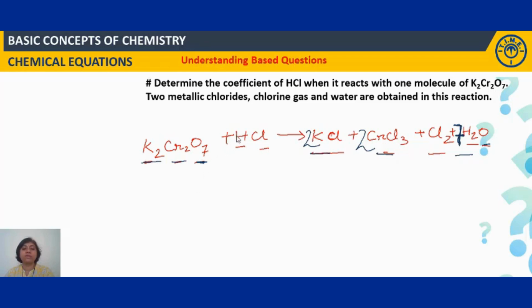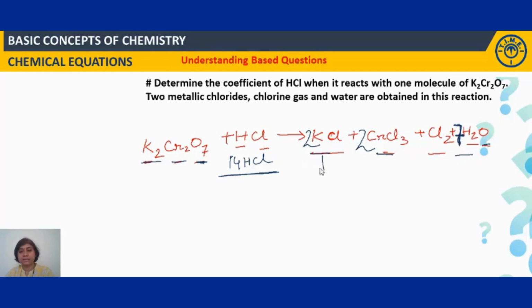So here we have to write, in place of HCl, 14 HCl, right? Now, potassium is balanced, chromium is balanced, hydrogen is balanced, and oxygen is also balanced. So which is not balanced? Only chlorine is not balanced. So let us balance chlorine now. On the left hand side you see 14 chlorine atoms are there. On the right hand side also you have to make 14 chlorine atoms.